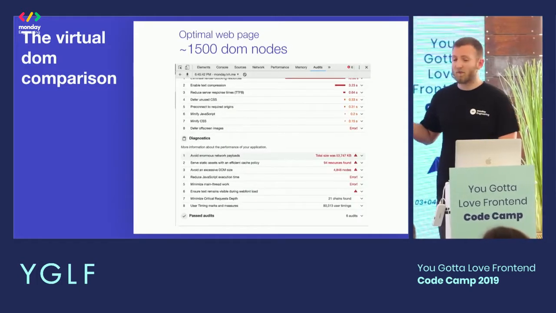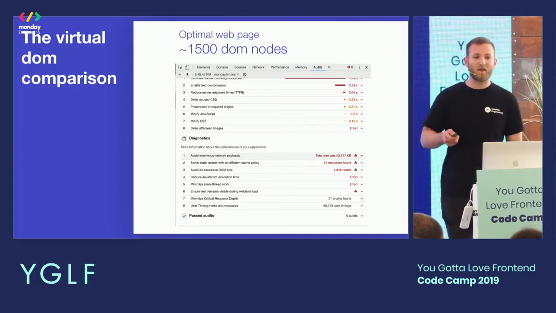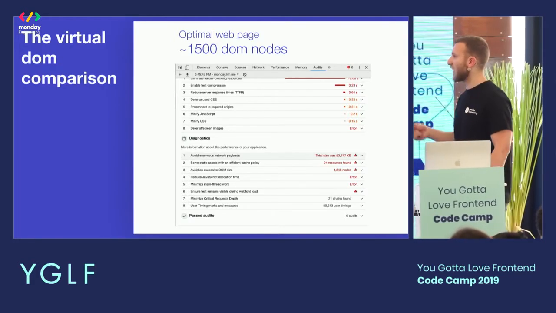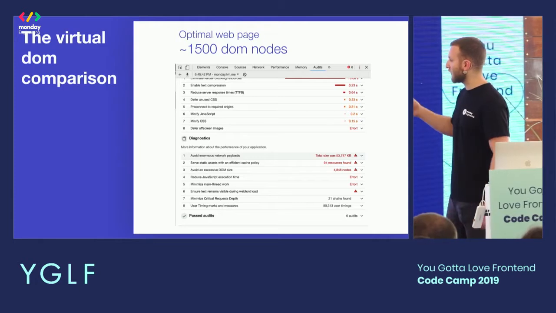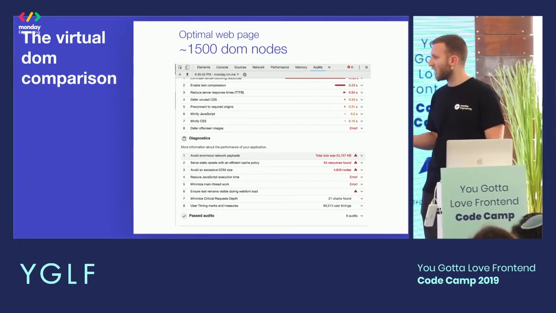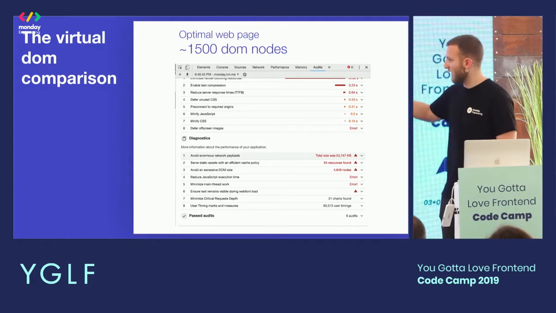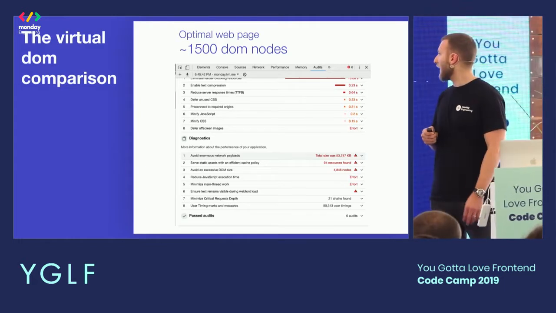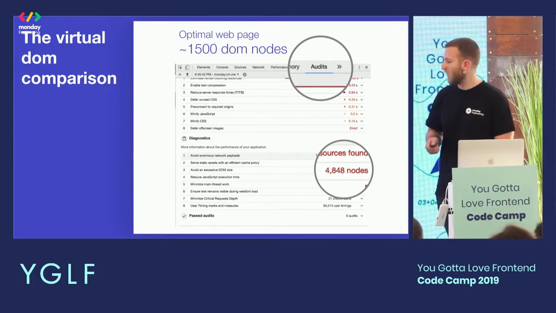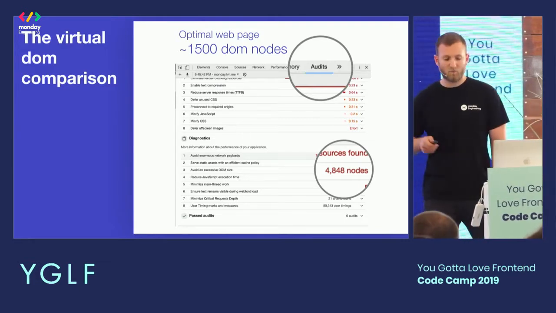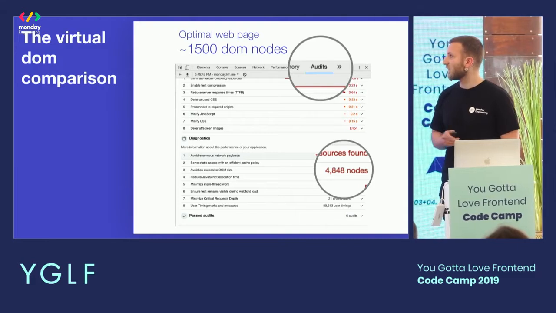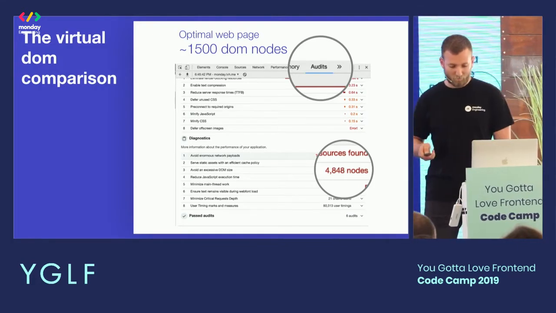So for example, we have an optimal page that contains around 1,500 DOM nodes. You can check it in the audit tab in the Chrome tool. You can scan the page, and we can find how many DOM nodes you have, and more analytics such as diagnostics. For example, we scanned a regular page in Monday, and we saw that we have 5,000 DOM nodes, and that an optimal page contains only 1,500.